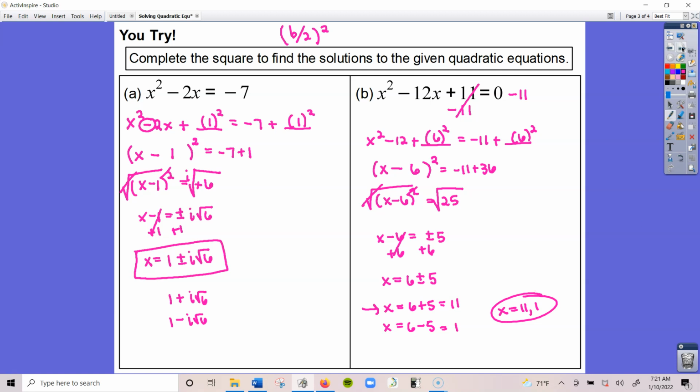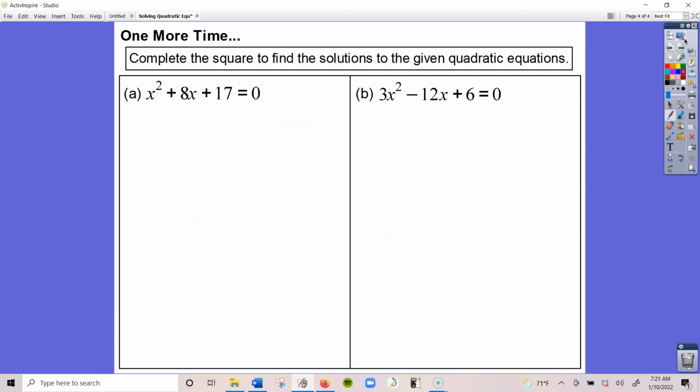Let's try that one more time. Here we have x squared plus 8x plus 17 is equal to 0. Subtract the 17 from both sides, and we get x squared plus 8x. Remember, I'm going to leave a space here, is equal to negative 17 plus, and I'm leaving my space here. Divide the 8 by 2, we get 4 squared. And same thing here on this side.